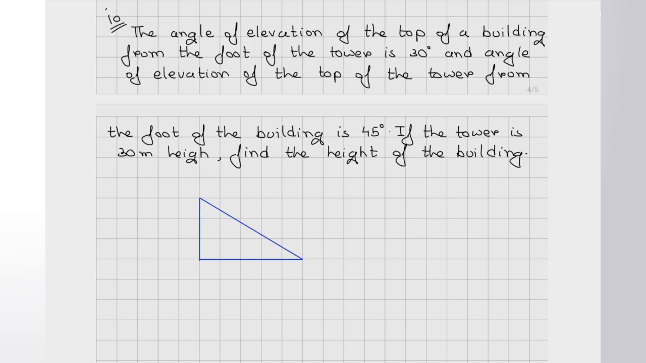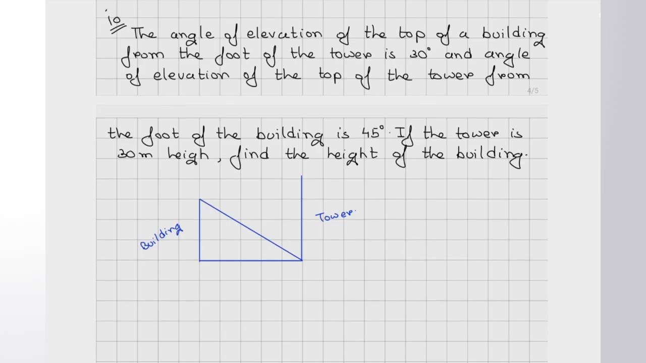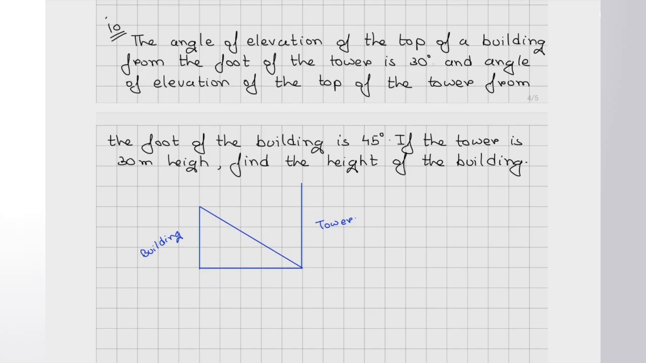Top of a building from the foot of the tower is 30 degree. अच्छा, यहाँ पर टावर है, मैं लिख देता हूँ नहीं तो आप लोग कंफ्यूज हो जाएंगे। ये बिल्डिंग है, BUILDING, ये बिल्डिंग है, ये टावर का हाइट है, TOWER। टावर की हाइट ये है और बिल्डिंग की हाइट ये है। क्या हमें बिल्डिंग की हाइट दी हुई है?